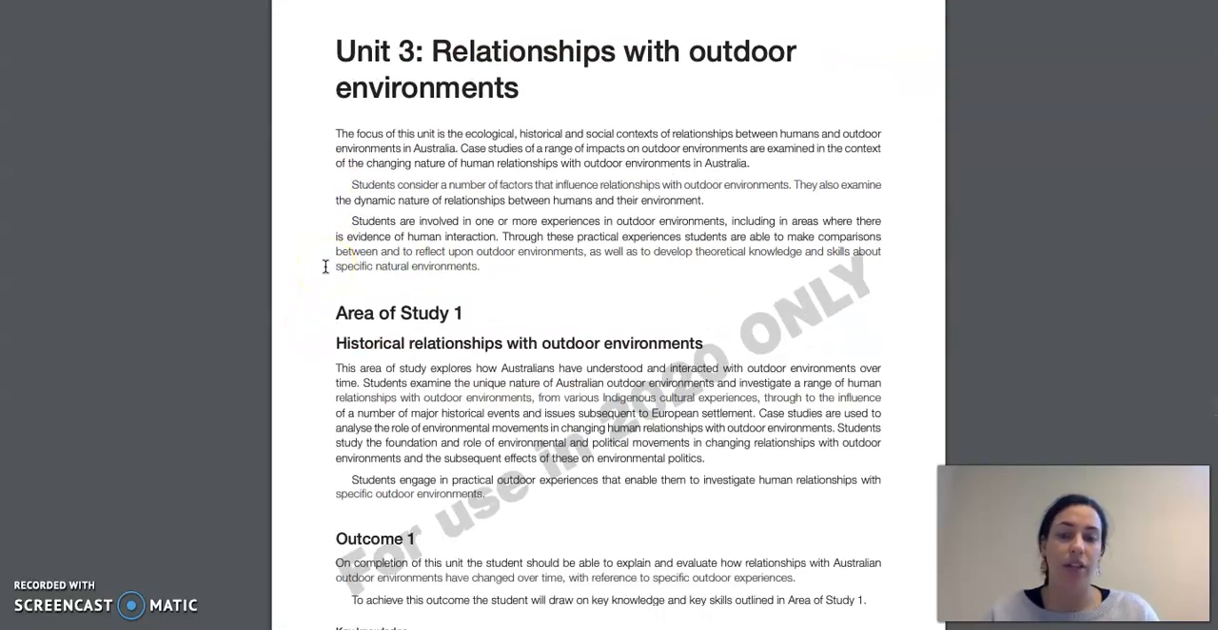We're looking at relationships. Relationships are essentially talking about what are my perceptions and my interactions with outdoor environments? How do I perceive outdoor environments, or how do groups of people perceive outdoor environments? What's the value they place on these environments? And then also, how does that change their interaction with them as well?